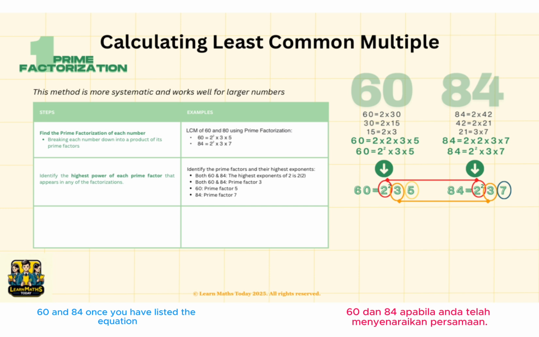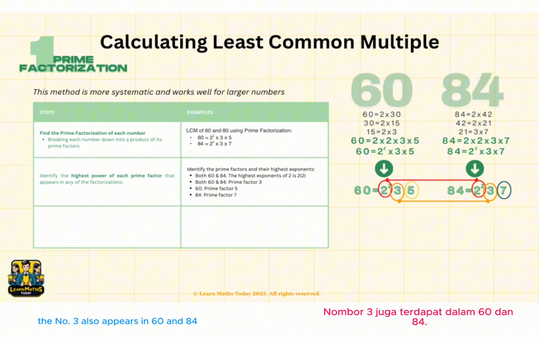Once you have listed the equation, identify the highest exponents of each prime factor. In this example, there's the number 2 in 60 and 84. We will need to take the one with the highest exponent. Since both number 2s have the exponent of 2, we can take either one of them. The number 3 also appears in 60 and 84. Since both are at the same value, we will take either one of them. Number 5 is a prime factor of 60, and number 7 is a prime factor of 84. We will need to take all these numbers as well.